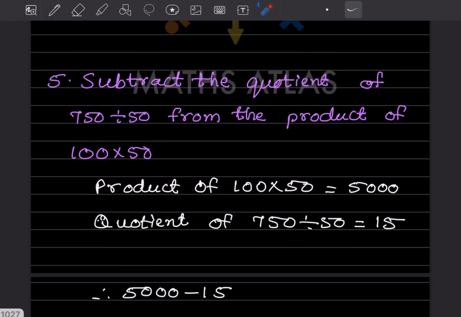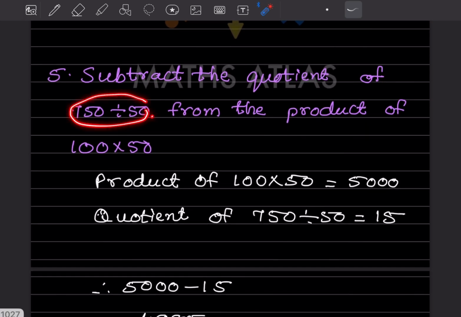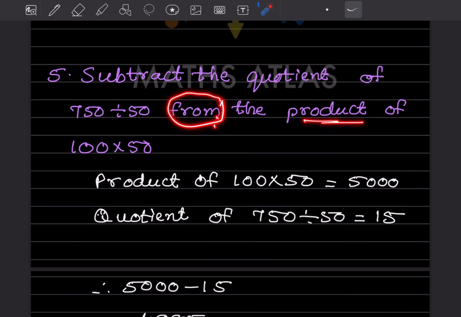Subtract the quotient of 750 divided by 50 from the product of 100 into 50. So wherever you see this "from", whatever is there after that should be at the start. So first thing, what will you do, we'll take the product of 100 into 50, that is going to be 5000, and the quotient of 750 divided by 50, that is going to be 15. You can divide and see.